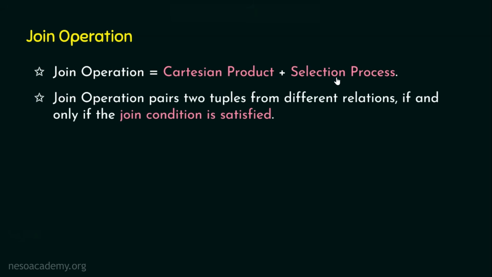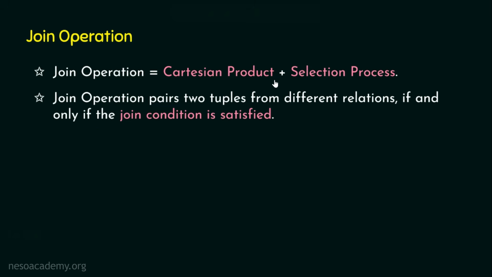So what does it mean? This join operation pairs two tuples from different relations. Let's take two tuples, one tuple in one relation, another tuple in another relation. We are going to join these two tuples from different relations. And can we just like that join? We are going to join two tuples from different relations if and only if the join condition is satisfied.